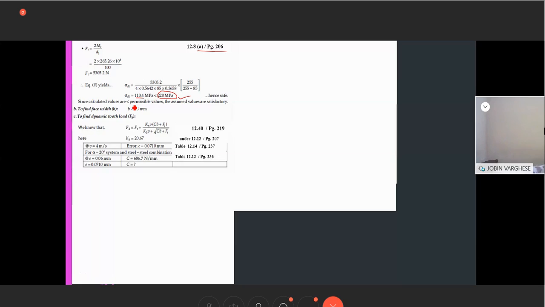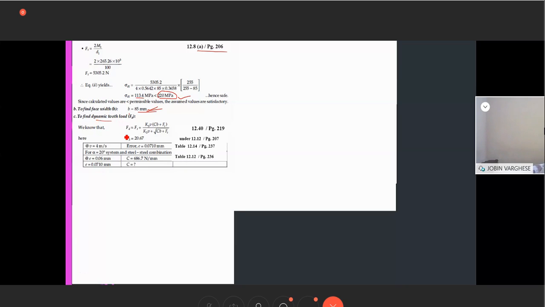Then comes the face width B. We have to make sure that B is correct as we have drawn, so B equal to 85 mm. We fixed it using the equation L by 3 to find the B. Then comes the dynamic tooth load. Last class I haven't solved up to this; I just stopped here. This time I thought I could include this also.